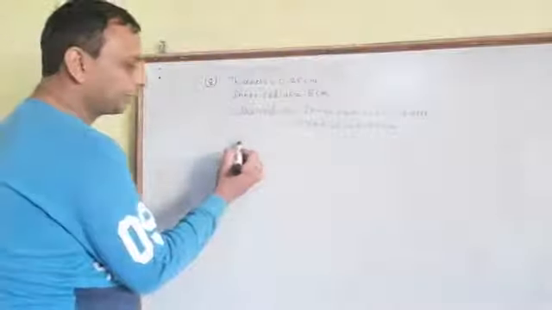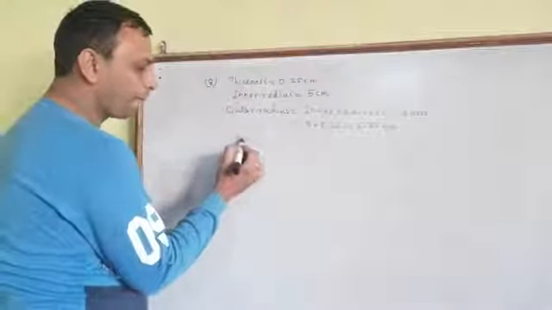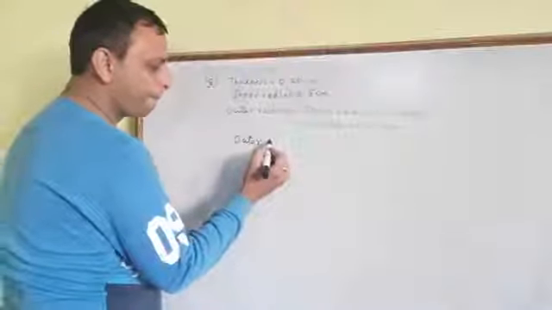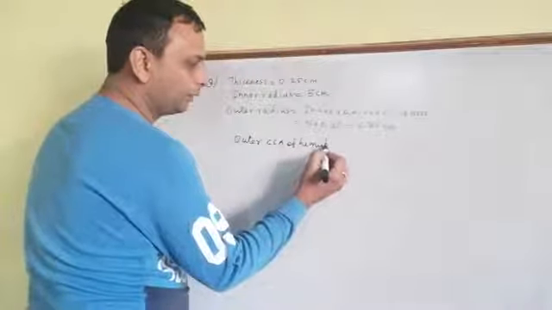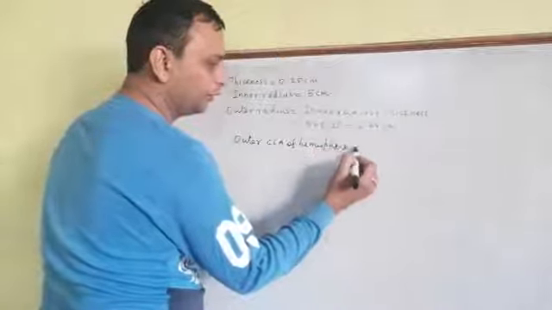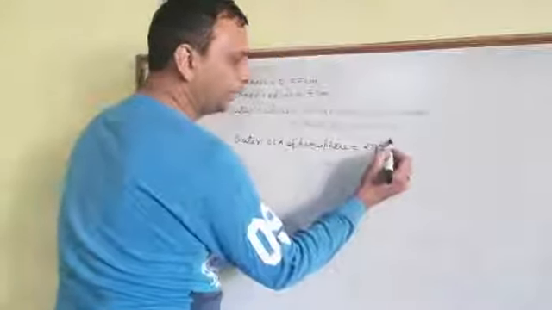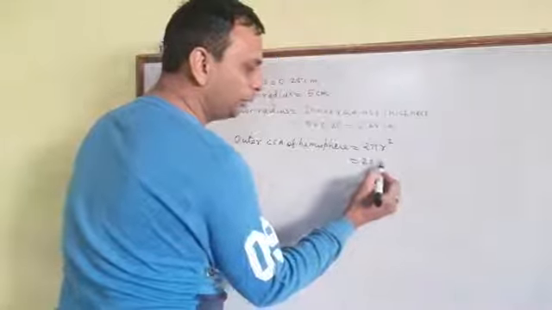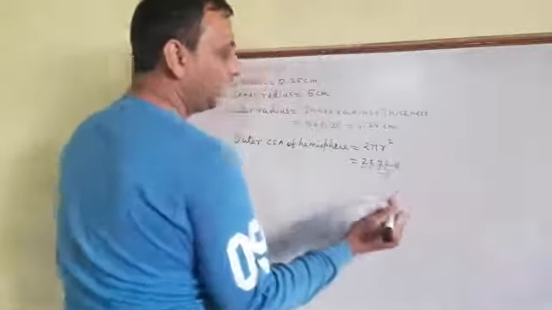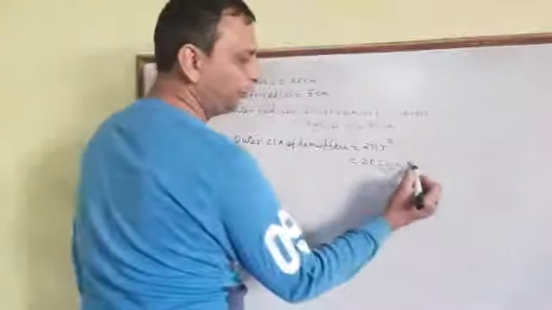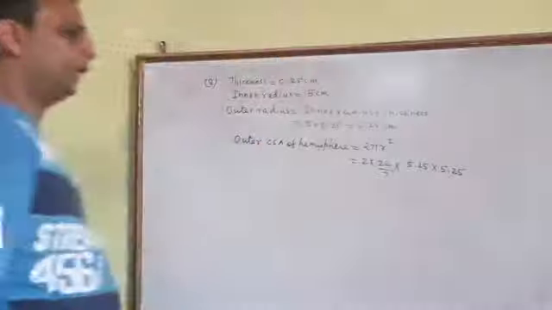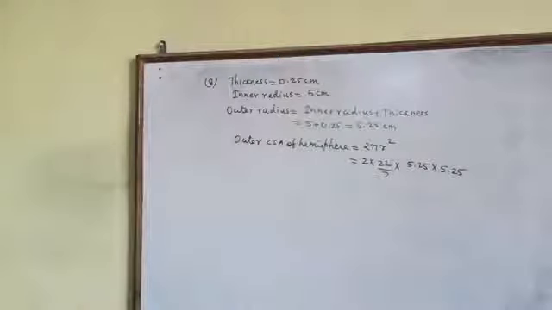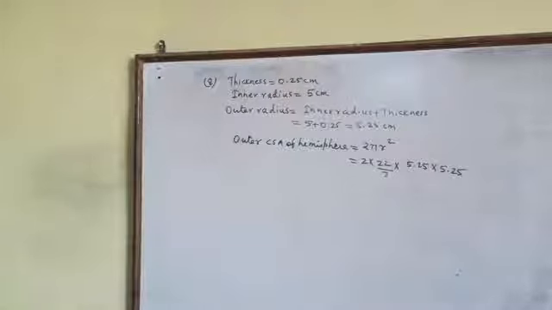So the outer curved surface area of the hemisphere is 2 pi r square, which is 2 into 22 upon 7, and r will be 5.25, squared. This is the formula, 2 pi r square, to get the answer.